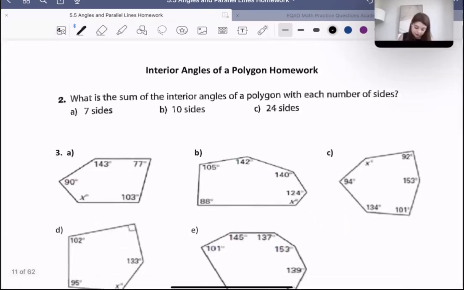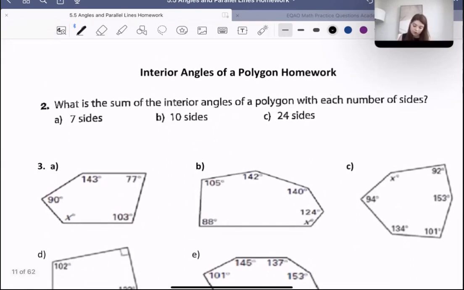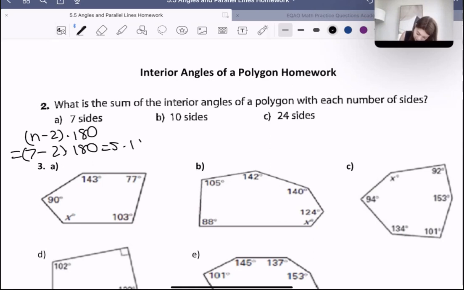So the first one says 2. What is the sum of the interior angles of a polygon with each number of sides? So for 7 sides, remember the formula was n minus 2 times 180. In this case, it would be 7 minus 2 times 180, which is 5 times 180, which is, let's grab a calculator and figure it out.